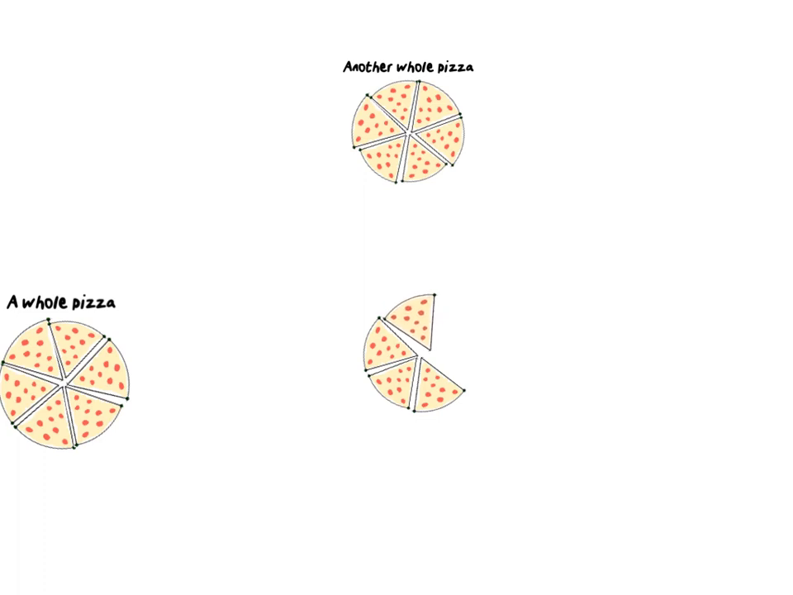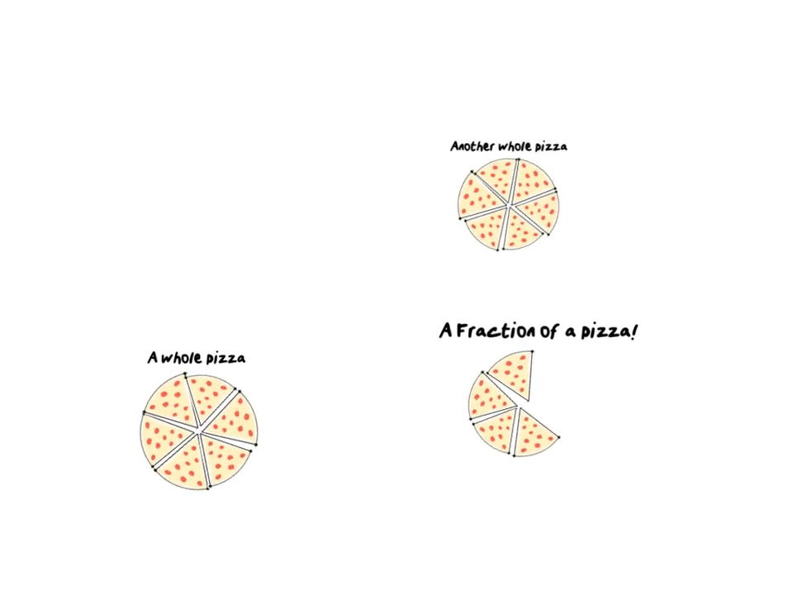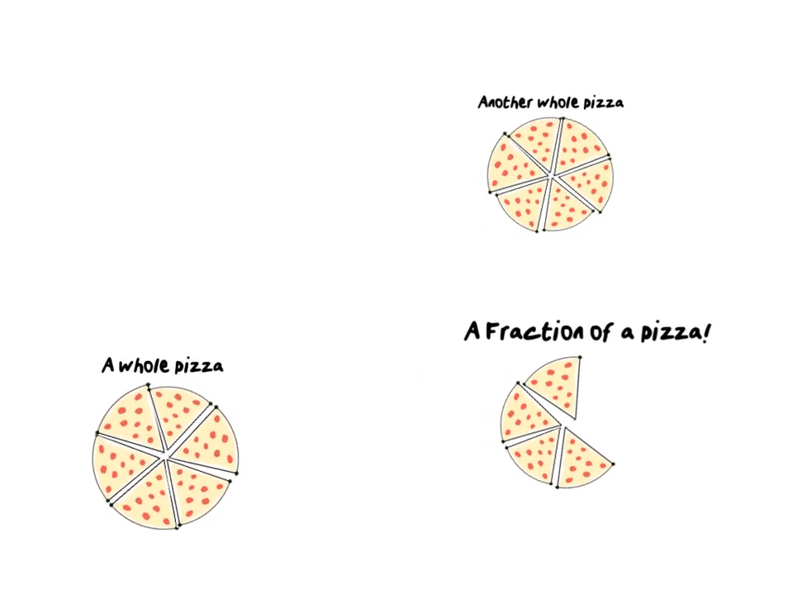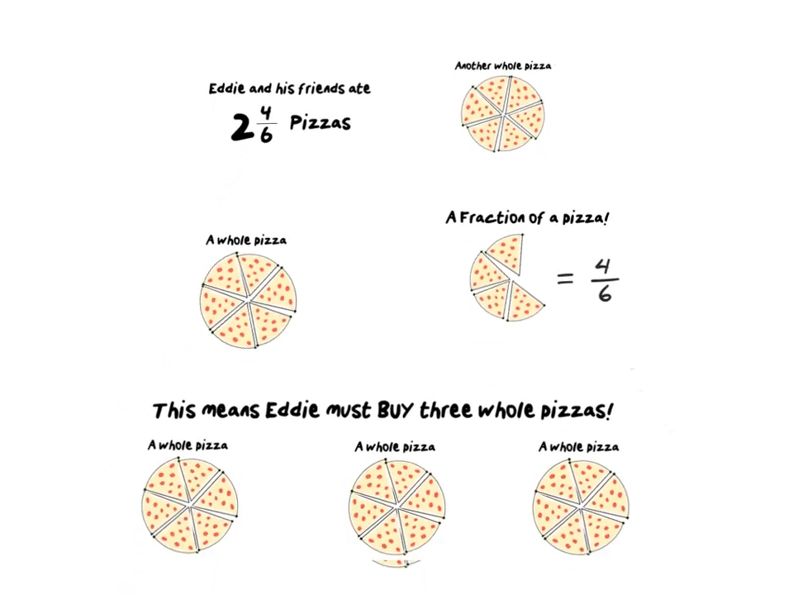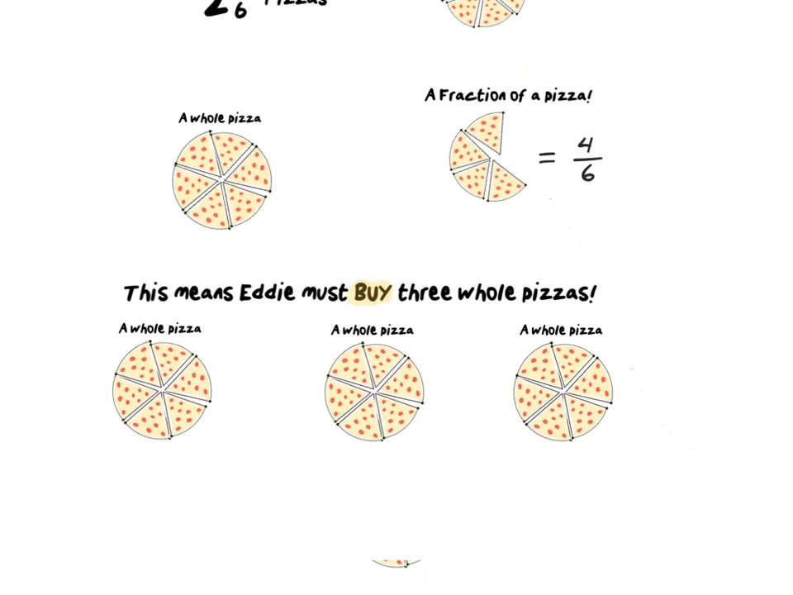And for this one, I wasn't able to get a whole pizza. I now have a fraction of a pizza. Eddie and his friends ate 2 4/6 pizzas. So this means Eddie must buy 3 whole pizzas. So how much pizza will Eddie have left over?